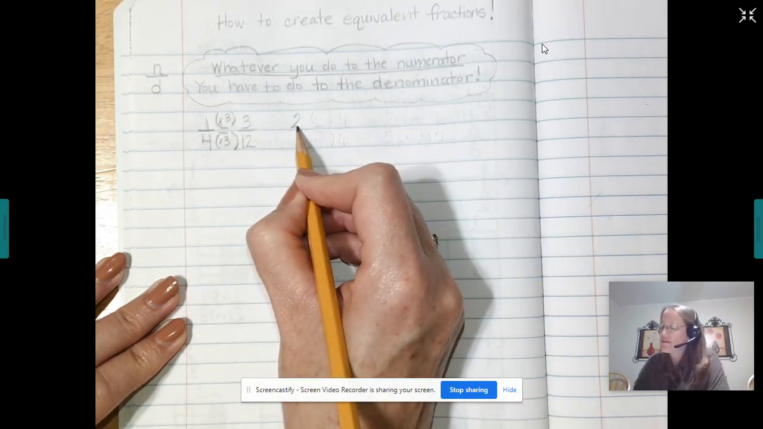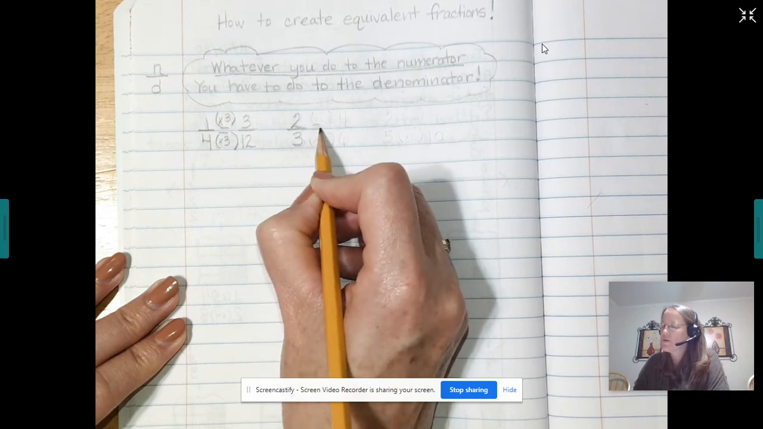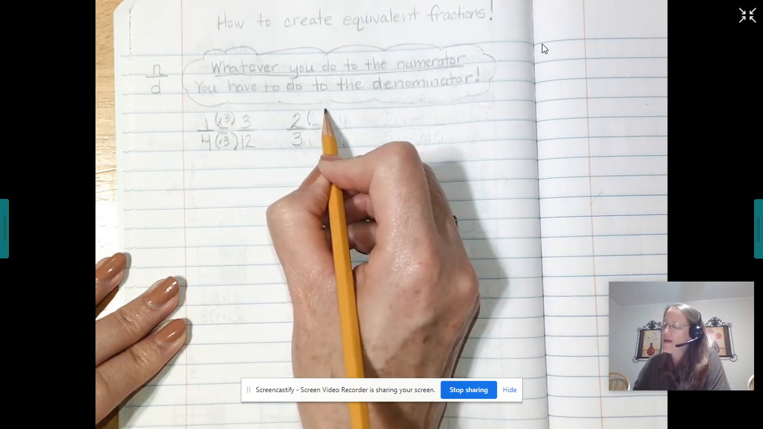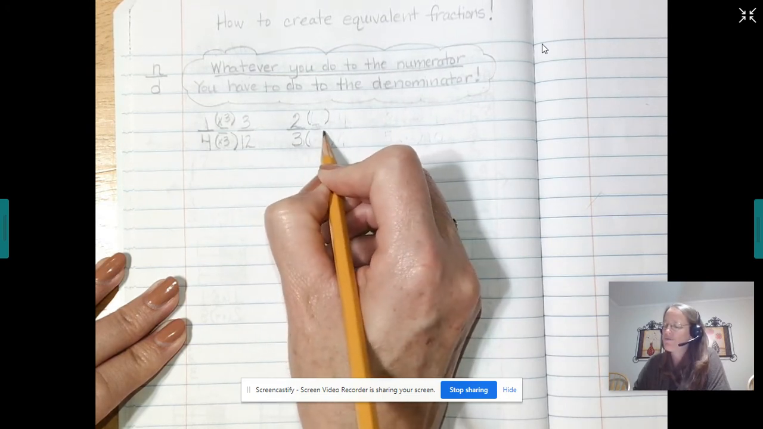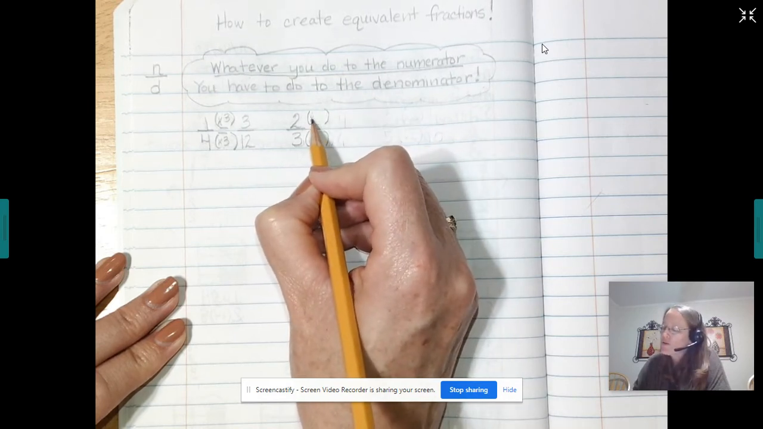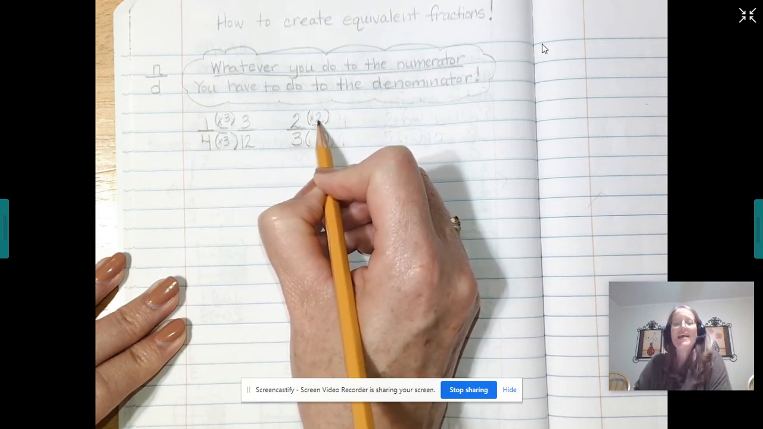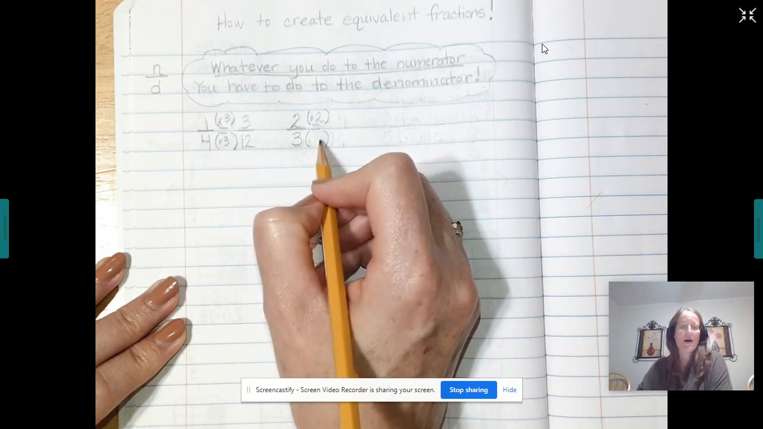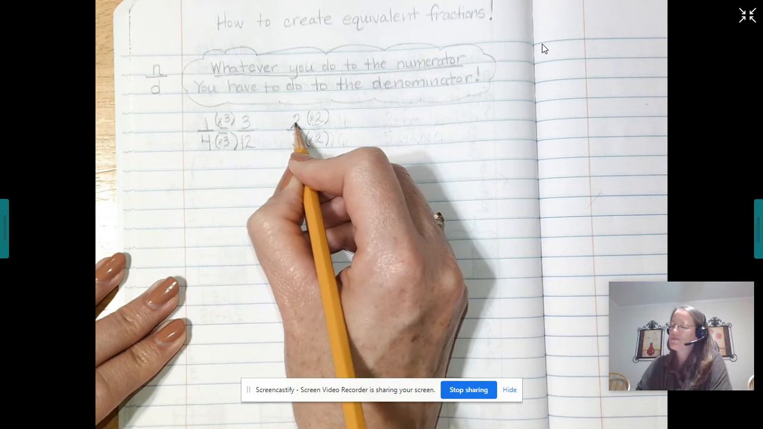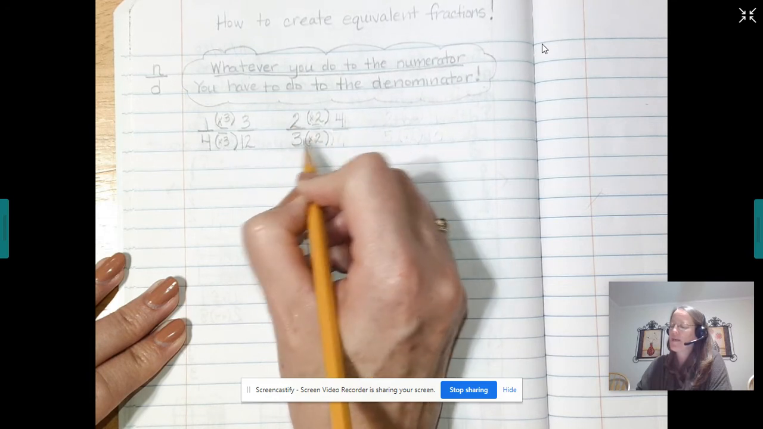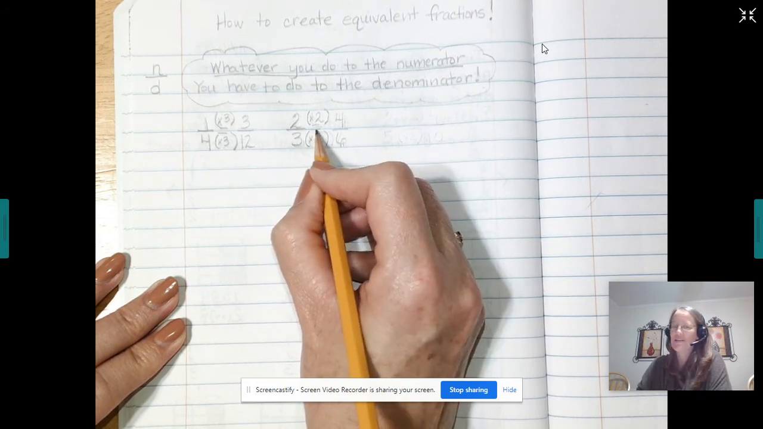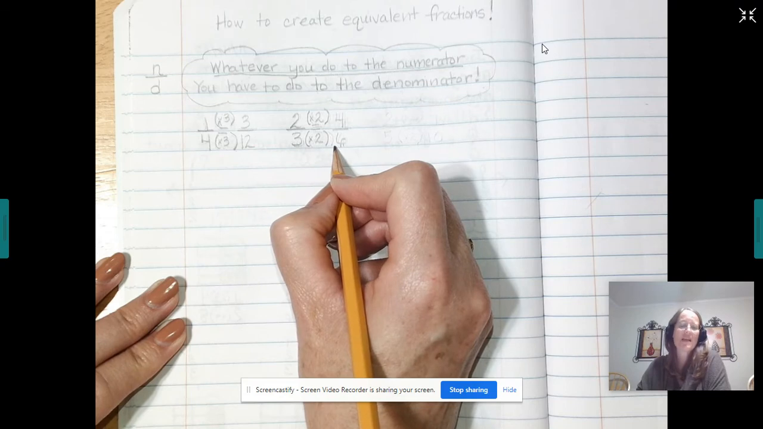Let's take a look at 2/3. Let's create an equivalent fraction for 2/3. Well, whatever I do to the numerator, I have to do to the denominator. Let's multiply the numerator by 2. And if I multiply the numerator by 2, I'm going to multiply the denominator by 2. 2 times 2 is 4, and 3 times 2 is 6. 2/3 is equivalent to 4/6. They represent the same amount.